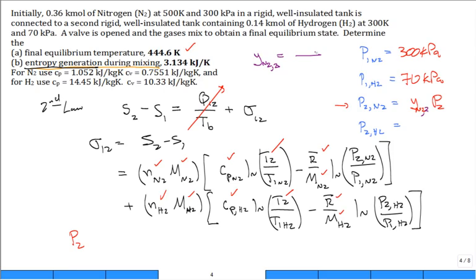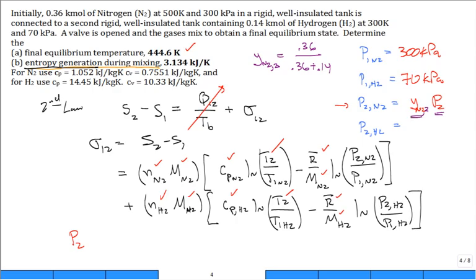What's it going to be? So it'll be 0.36 divided by 0.36 plus 0.14, right? Okay. And I forget what that works out to be. I have it right here. Let me look. 72%. Okay.